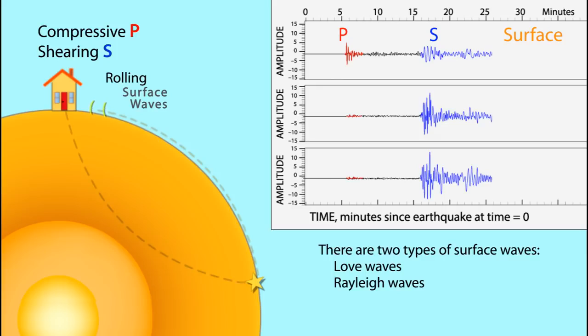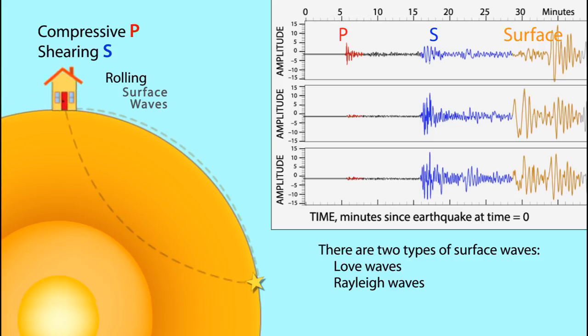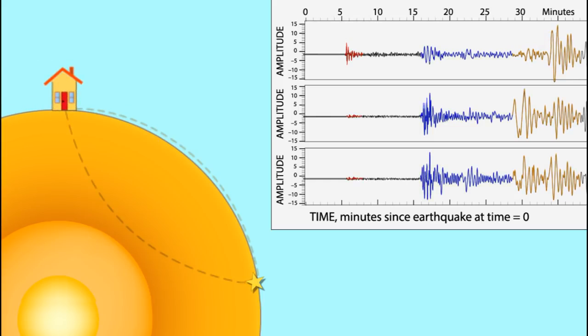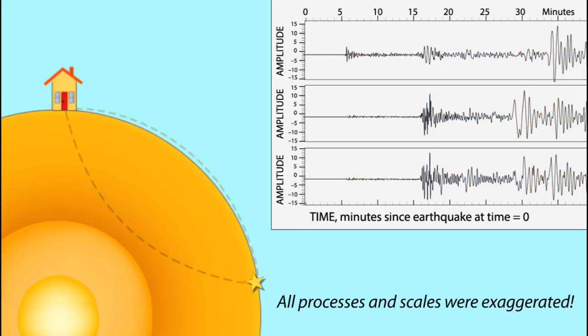The slower surface waves, such as Love and Rayleigh waves, move in a more complex undulating pattern and thus show up on all 3 components. In conclusion, it is the combination of signals that gives seismologists information about the magnitude, distance, and type of earthquake that occurred.